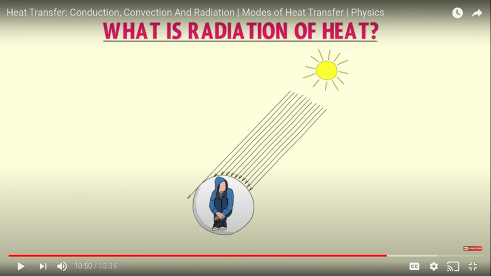Radiation is heat that travels in any direction. It does not matter if it is dense or less dense. This is because it travels in waves. Radiation is heat transfer by waves. Now, the sun's waves can travel straight through and reach us.